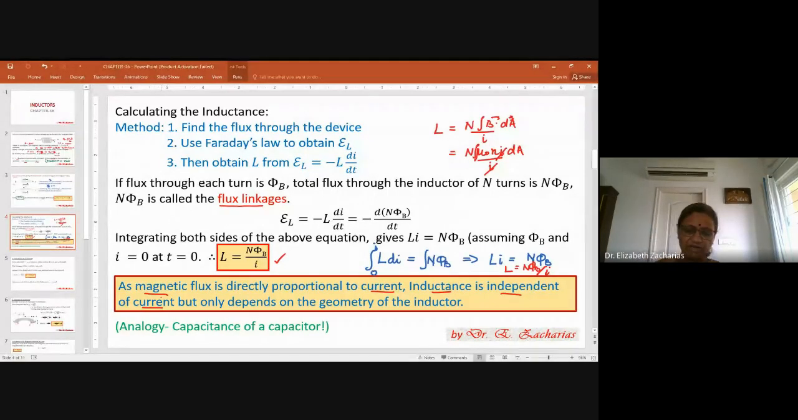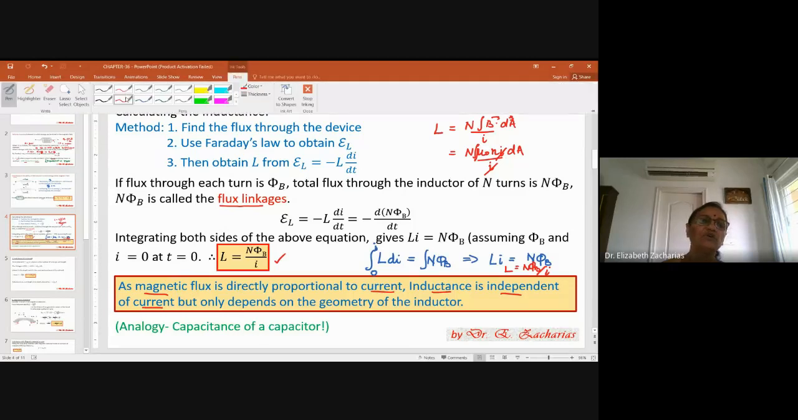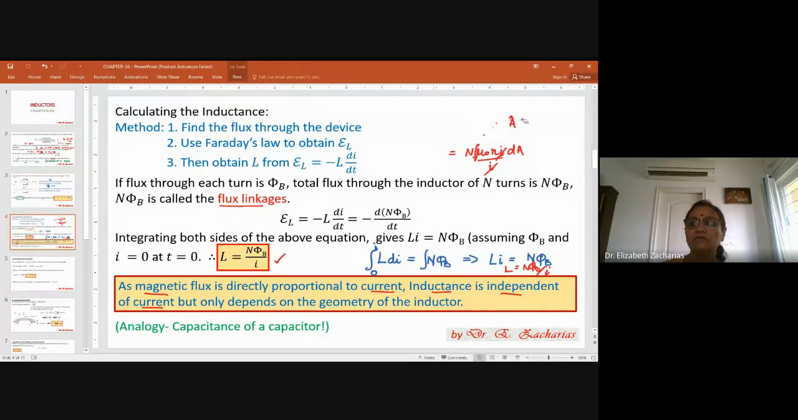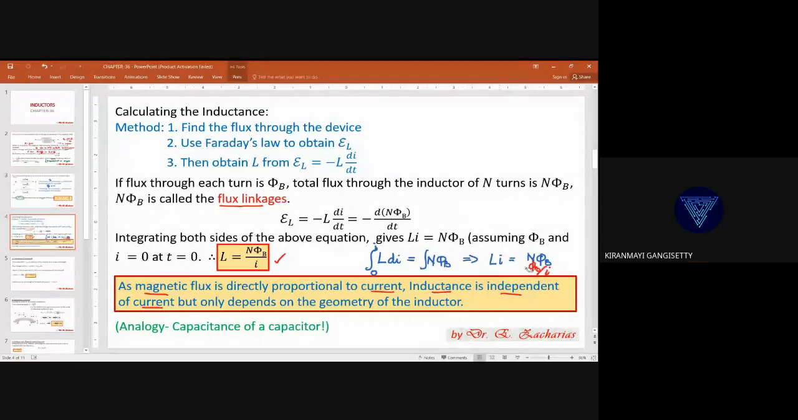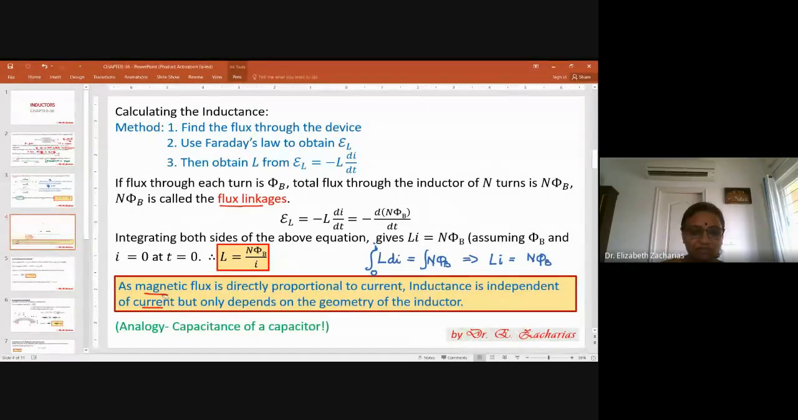Does this remind you of something? Inductance value does not depend on the current. Does that remind you of something from electrostatics or capacitors? Anyone? Capacitance does not depend on the charge.